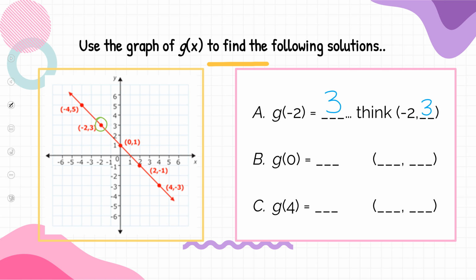Alright, if I look where g has an input of 0, I've got an input of 0 right here. That means I haven't moved any on my x-axis, so my x value is 0 and my y value then is 1. So we're at the point 0, 1. And if we're evaluating our function g at the input 4, we're going to be right down here at 4, negative 3, with an x value of 4 and an output value of negative 3.